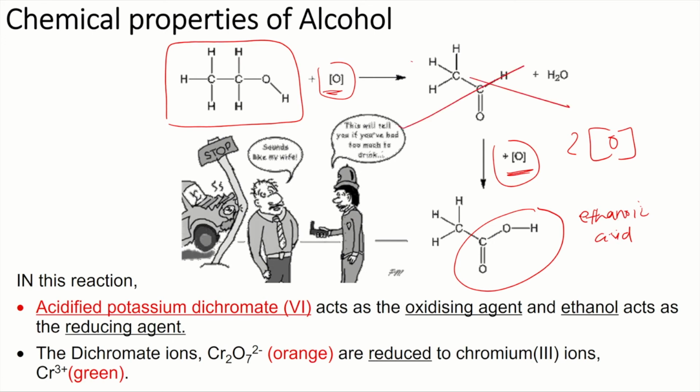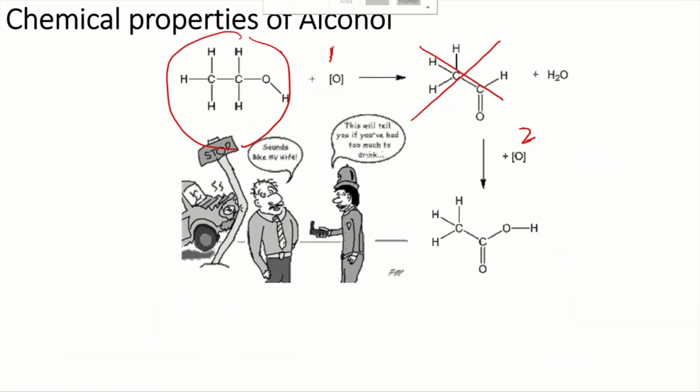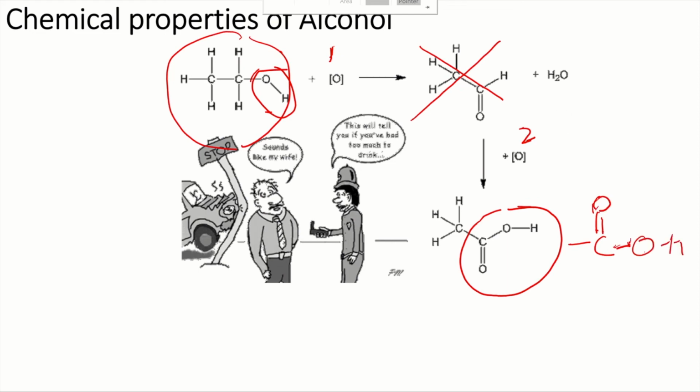Of course you don't need to know this intermediate step. However, you need to take note that this ethanol reacts with 2 units of oxygen to form ethanoic acid and my water molecule. So a water molecule is being formed. Eventually this hydroxyl group will form the carboxylic group, C double bond O and one OH. So the hydroxyl group is being oxidized to COOH.